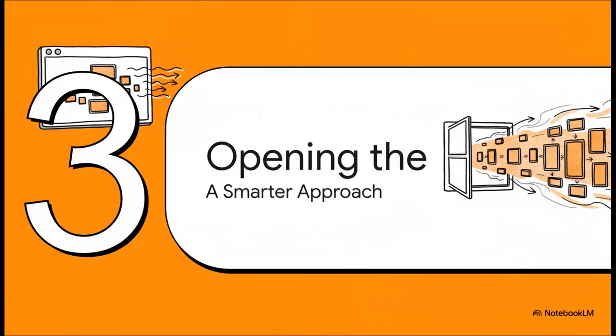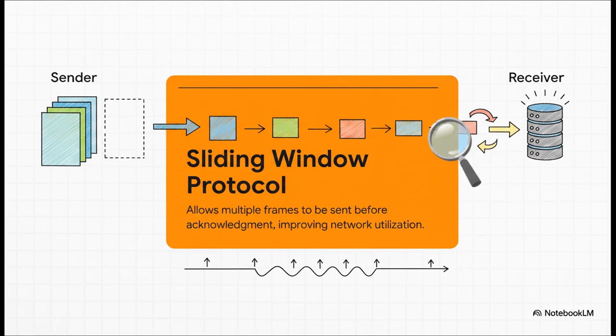And that leads us to the real game changer, the big idea. What if, instead of sending just one tiny frame, we could send a whole bunch of them at once? This is exactly what the sliding window protocol does. It basically opens a window of a certain size, say 5 frames. That means the sender can transmit all 5 of those frames before it has to even think about stopping to wait for an acknowledgement. As you can imagine, this makes a massive difference in keeping that data pipe full and busy.